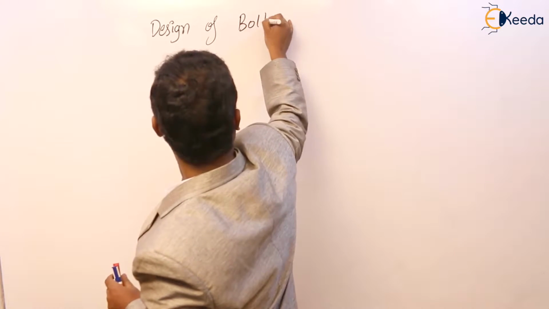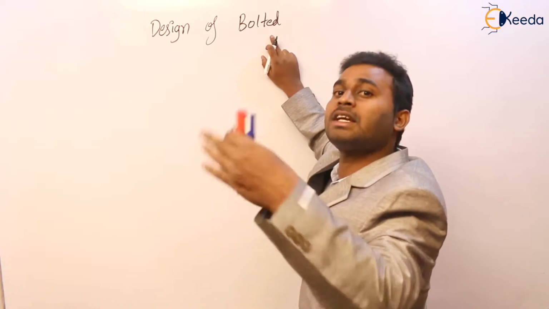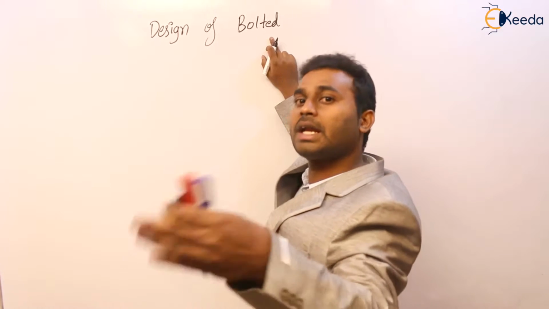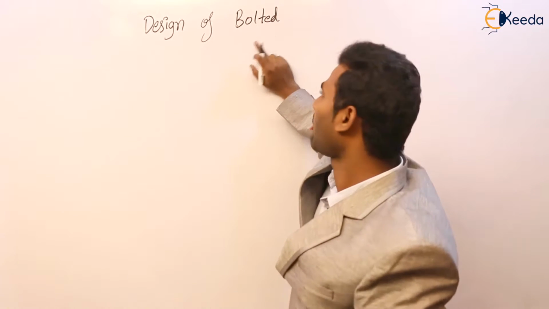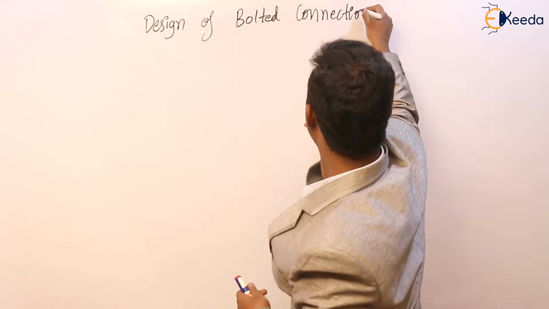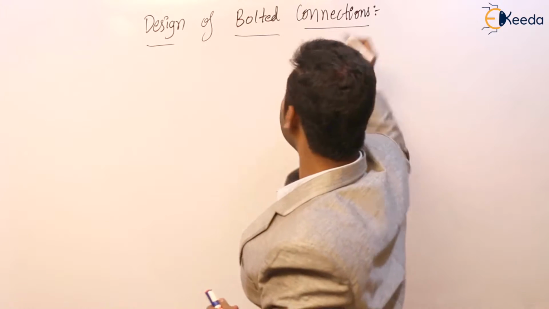So, design of bolted connection. As we discussed, what are the things that are present in bolted connections? The connectors and the connecting members. Connectors are nothing but bolts, and the connecting members here are plates. In the design of a bolted connection, first we have to design the bolt in shear.